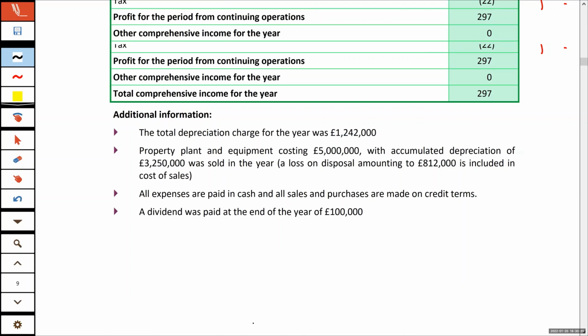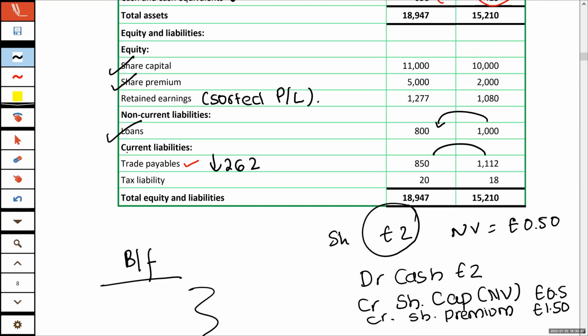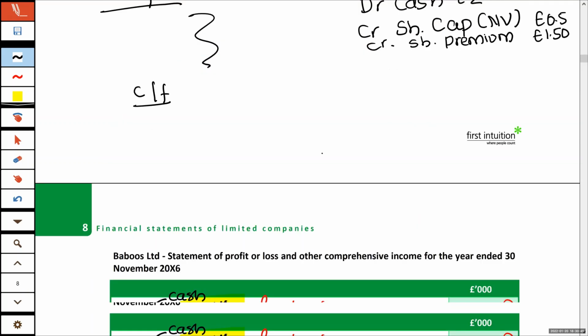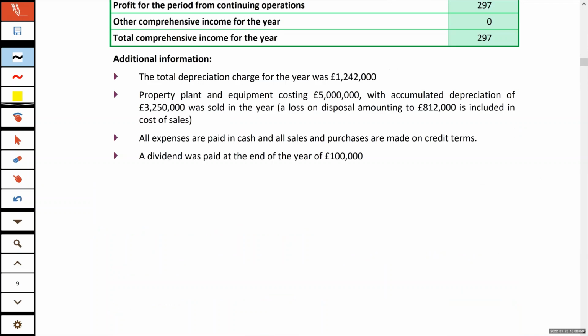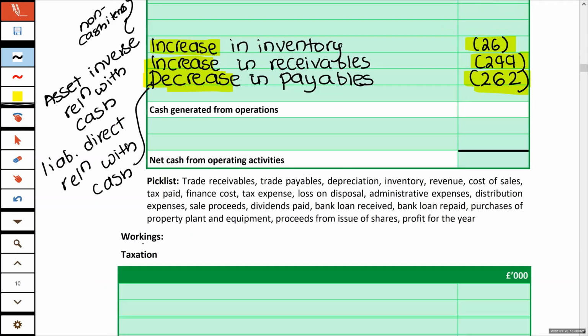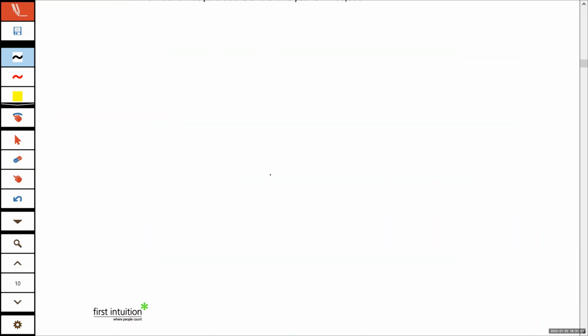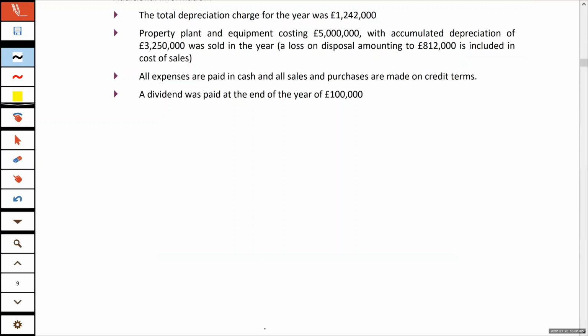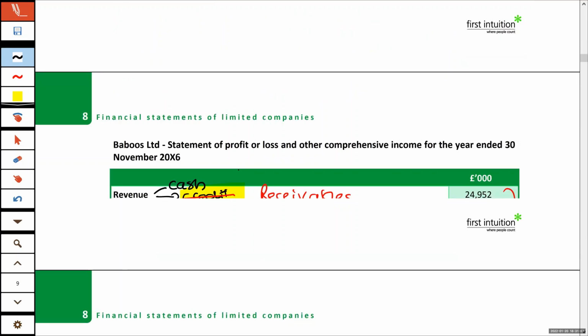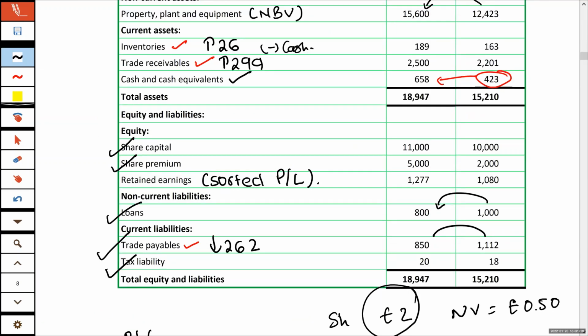Tick, I have dealt with trade payables as well. The next item is tax liability. I do notice I have a working note for it, so I'm going to put the figures in there. For tax, I've got a brought forward of 18 and a carry forward of 20. So that takes care of my tax liability as well.